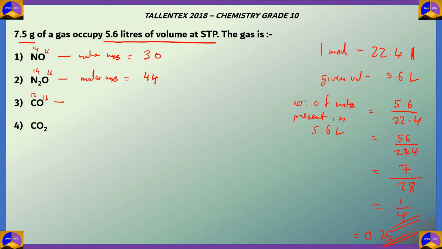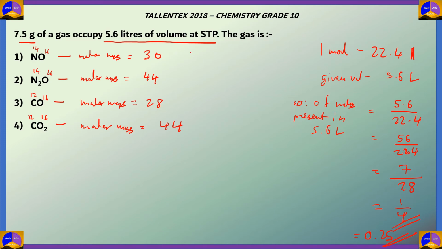Now for carbon monoxide, carbon has a mass of 12, approximate. Oxygen has a mass of 16. And the molar mass that you get is 12 plus 16, that is 28. And you have CO2 left, so 12 and 16, but you have 2 oxygen atoms, so that's 32 plus 12. So the molar mass is 44. Now, when you divide the molar masses by 4, you get the mass of the gas at 0.25 moles.